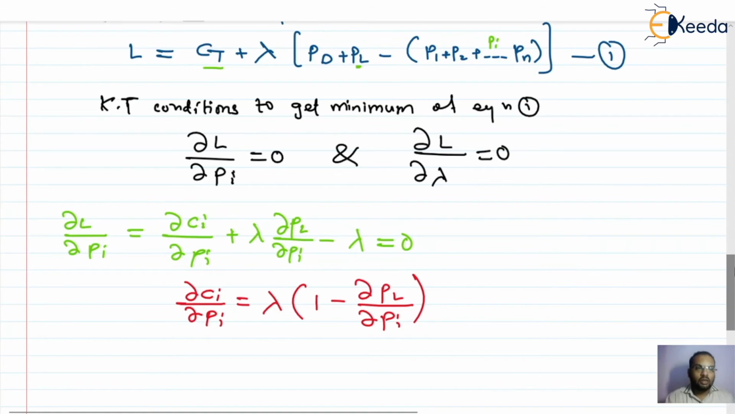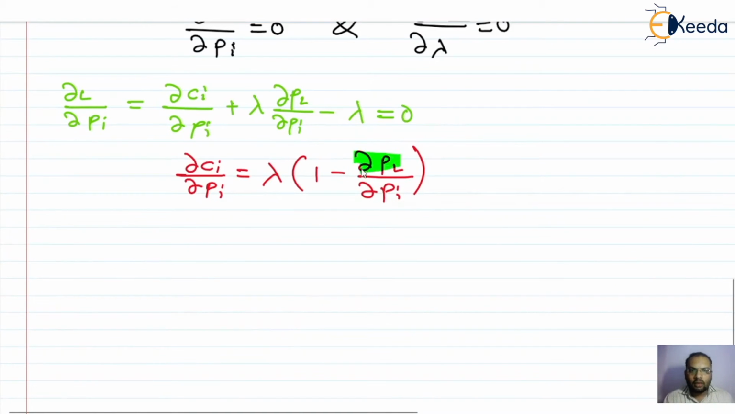Now here you see we are coming across a new term. We know this differentiation of cost with respect to power output is nothing but incremental fuel cost. And the physical meaning of that is, if we want to increase the generation by a certain amount, how much increase will there be in the total operating cost. We can get that with the help of the incremental fuel cost.